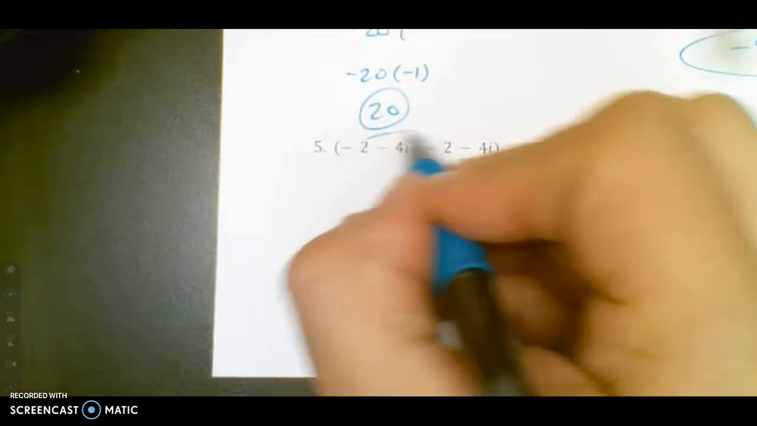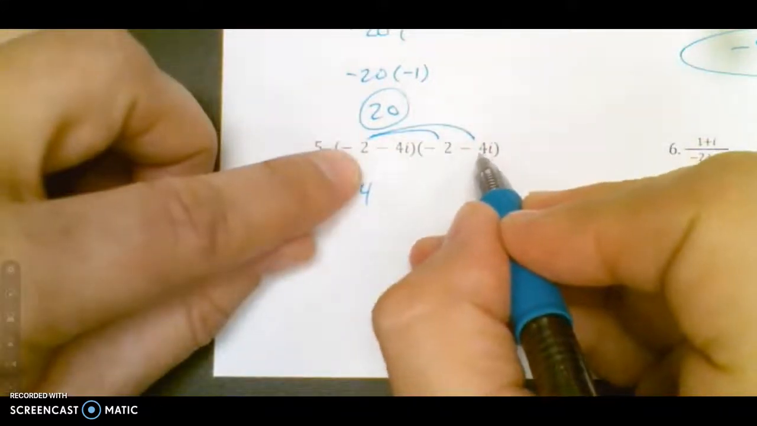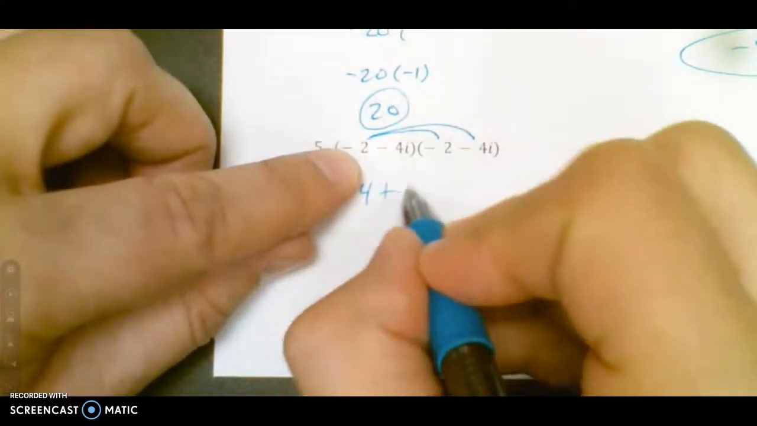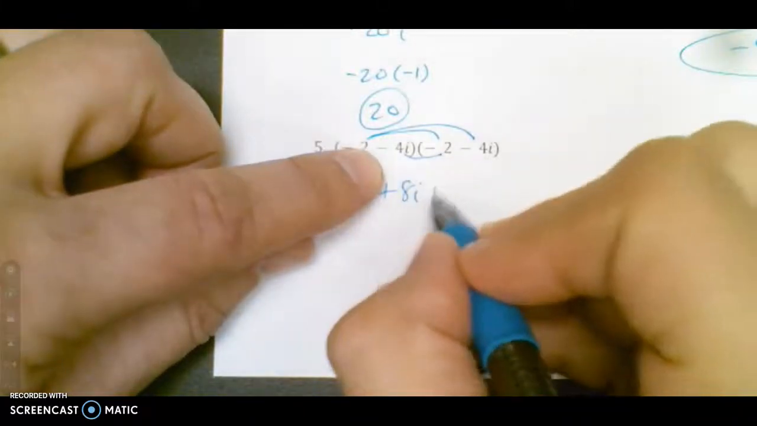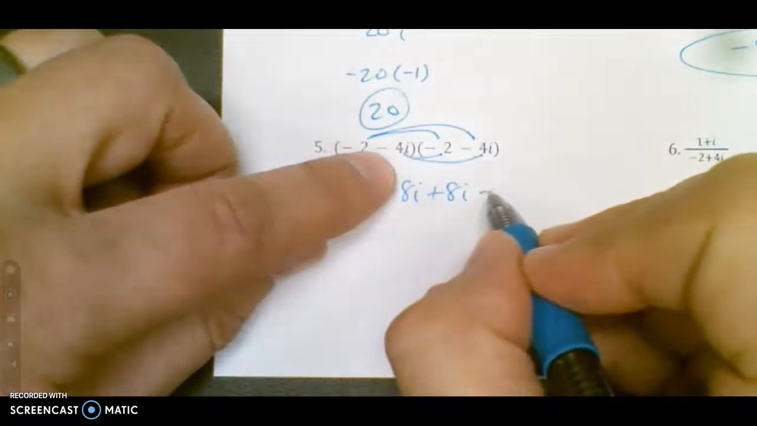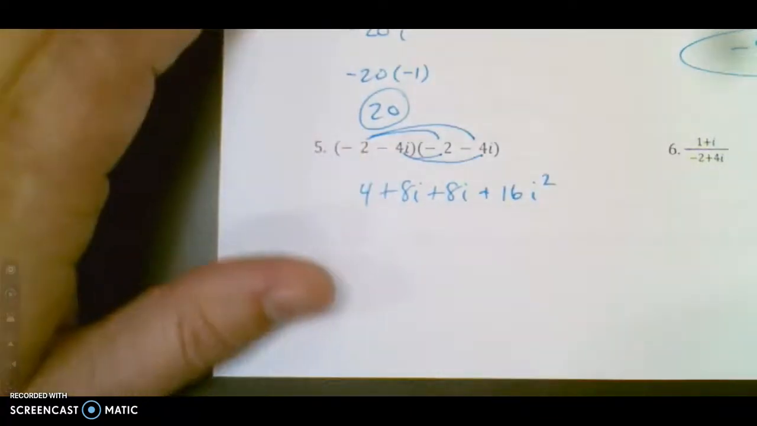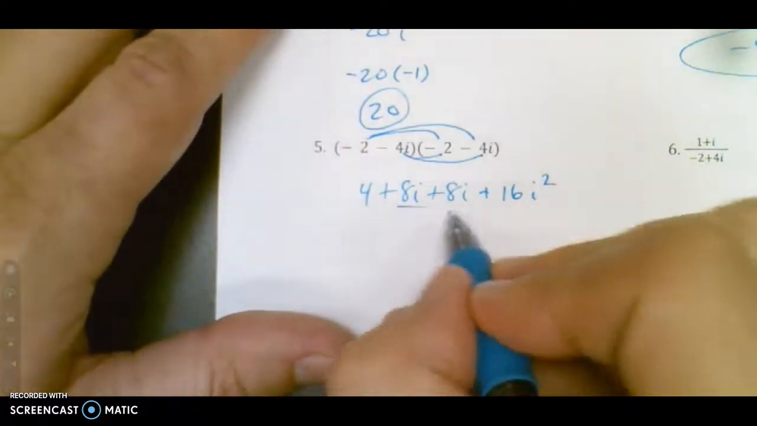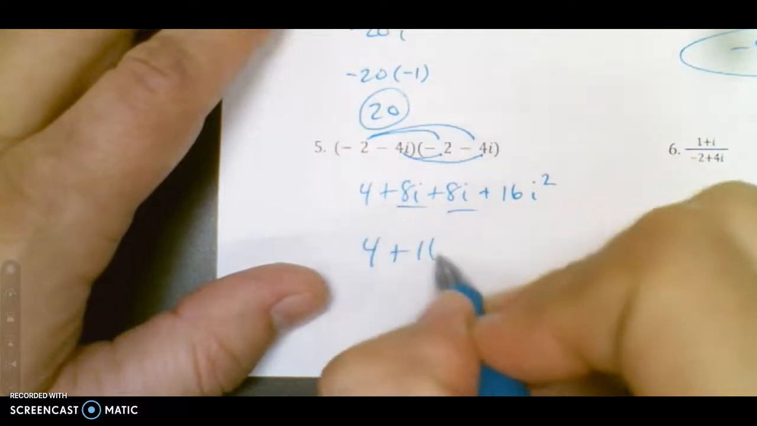Foiling works the same way too. First times first. Outer, if you have -2 times a -4i, you get positive 8i. And then -4 times -2 is another 8i. And then last times last is positive 16i squared. So I can put these two together, and I'll get 4 plus 16i.